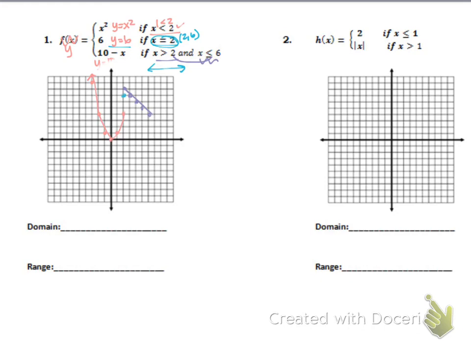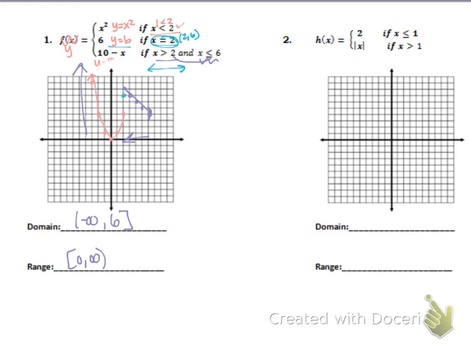So when I do my domain, because it's got the arrow on the left, it goes from negative infinity, and because it stops at 6 over here, and it's a closed dot, we're going to end it like this. The lowest it's going is my parabola down here, which is 0. And then because this arrow keeps going up, it's going to go from 0 to infinity.